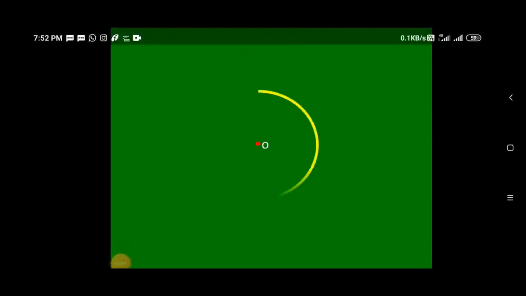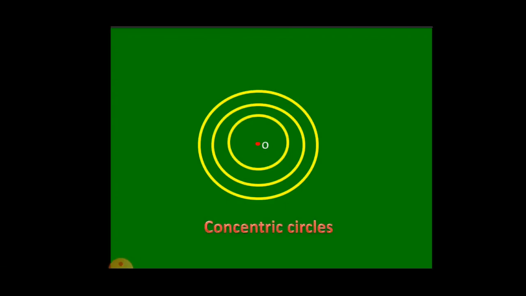Let's see something different. Here is one circle, here is a second circle, and here the third circle. If two or more circles have the same center, they are known as concentric circles.